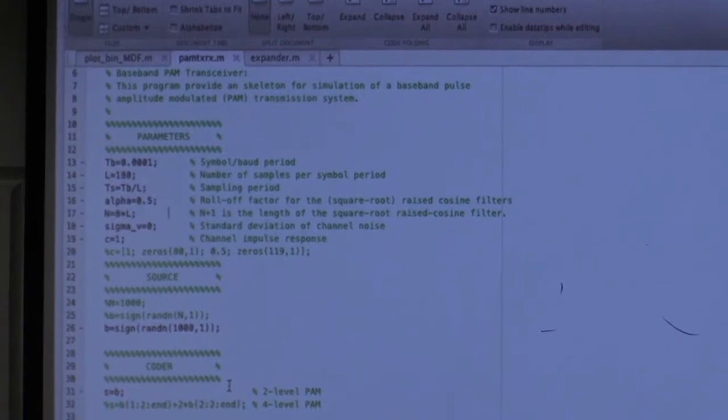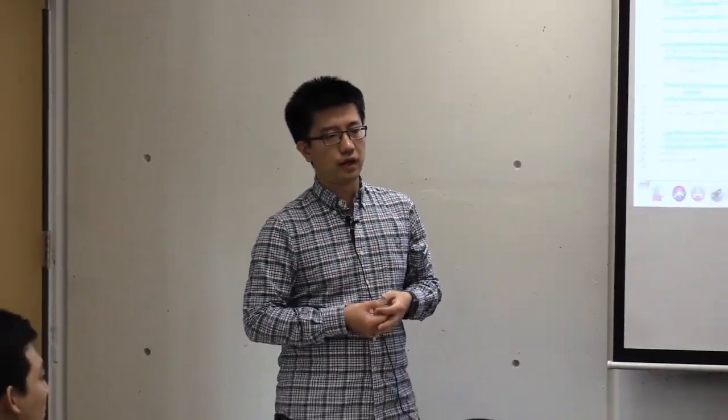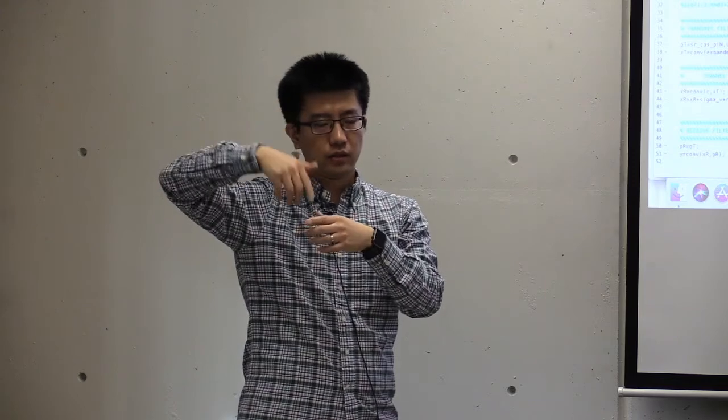So let me ask you a question. Now if I change the rolloff factor, let's say I take 0.2 instead of 0.5, then how do you pick your N? The truncation should be bigger or smaller? I would say smaller. Why smaller? Right, in the time domain, the side lobe or the ringing of the pulse will become bigger, right? So the inter-symbol interference will become more severe.